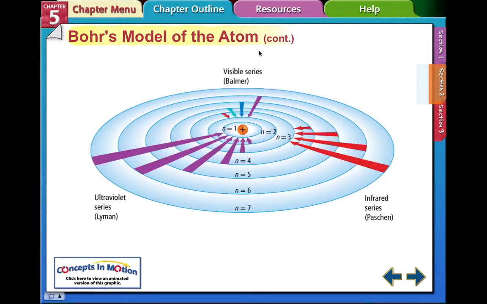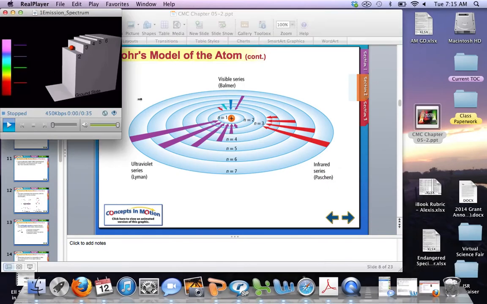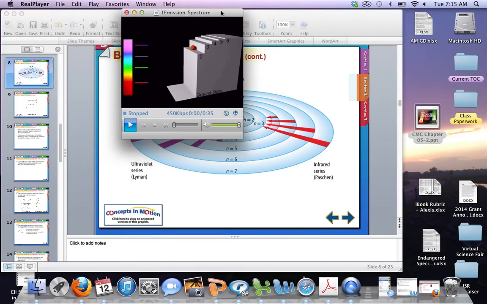Let's look at this, called the Balmer series. These are the visible, these are the ultraviolet, and these are the infrared. Remember, as you go through the electron emission spectrum, you have the different wavelengths. Now, I'm going to take you out of here, and we are going to look at this animation.